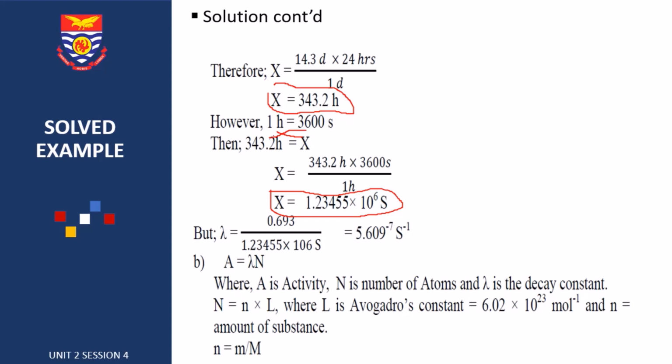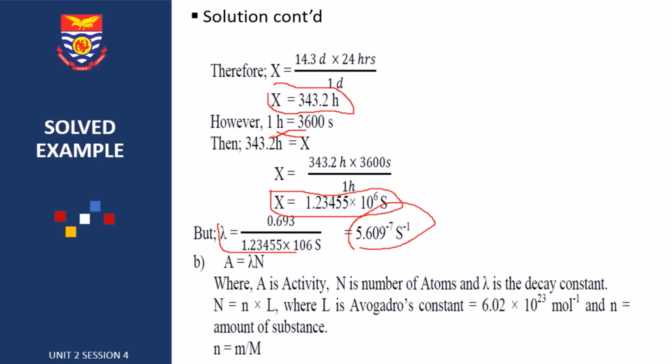Now, having solved for that, we know half-life is given by 0.693 over the decay constant. So the decay constant will be given by 0.693 over half-life, and if we substitute the half-life into the equation, we end up getting 5.609 times 10 to the power -7 per second. So we have successfully addressed question A.